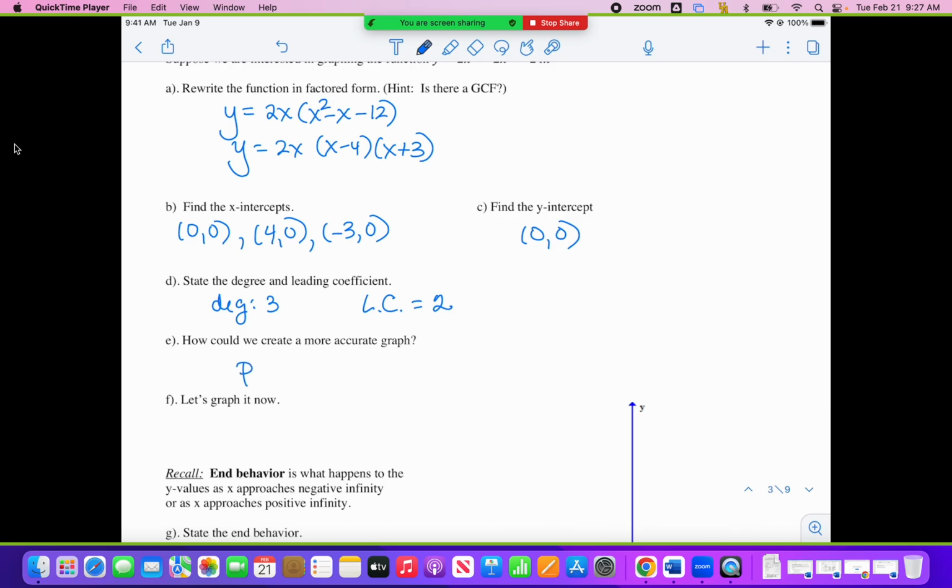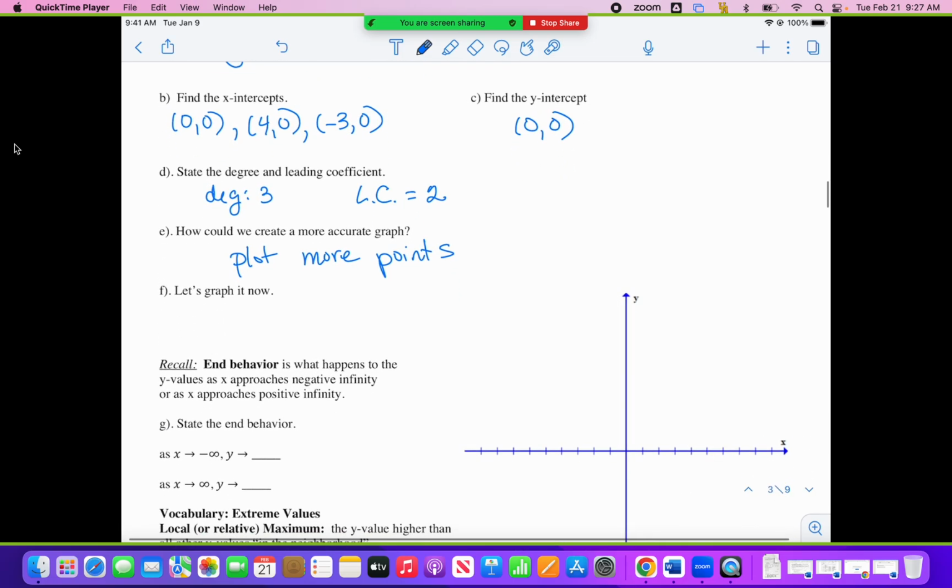So what we could do is we could plot more points. So let's plot what we know so far. 1, 2, 3, 4. Do I have any bounce offs? Do I have any place this is bouncing off? No, because I didn't have any double roots.